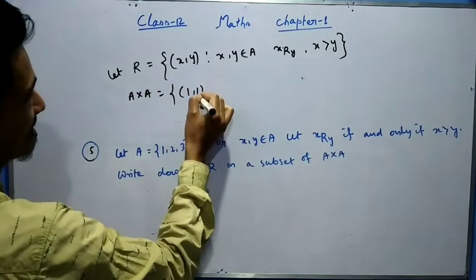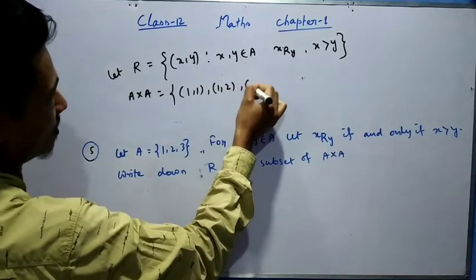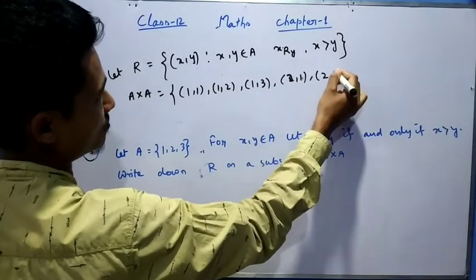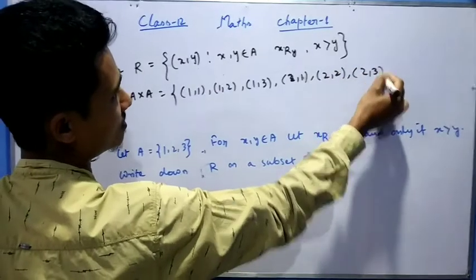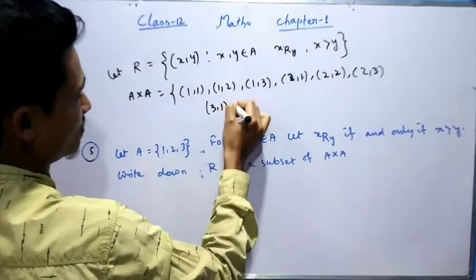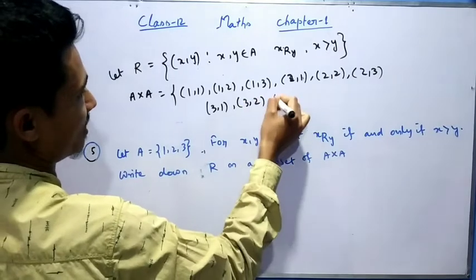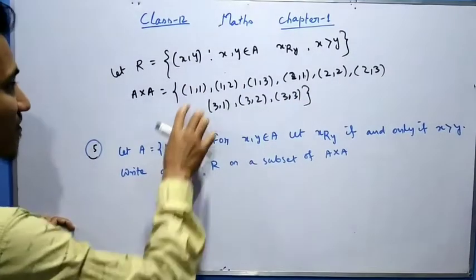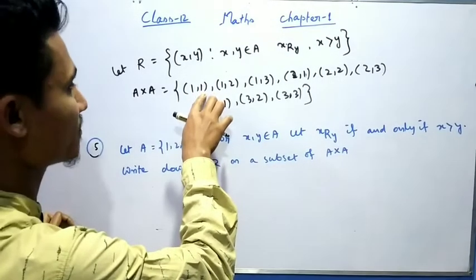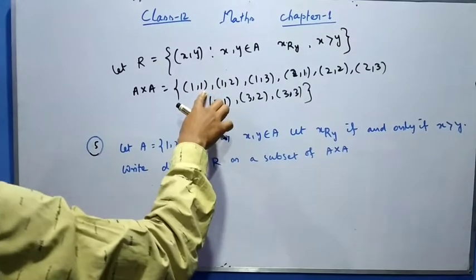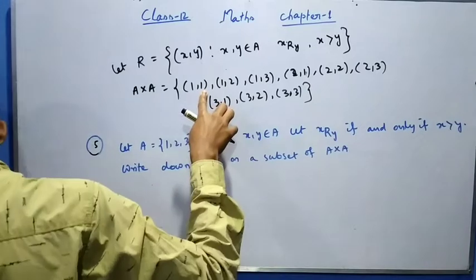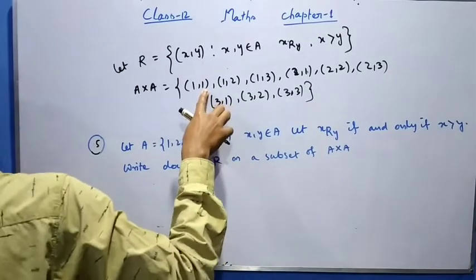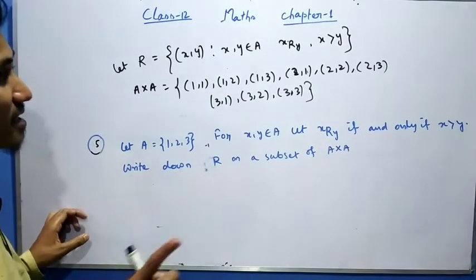So 1 comma 1, then 1 comma 2, then 1 comma 3. Then next will be 2 comma 1, 2 comma 2, and 2 comma 3. Then next will be 3 comma 1, 3 comma 2, and 3 comma 3. Now you pick up the elements. First element is our x and second element is our y.